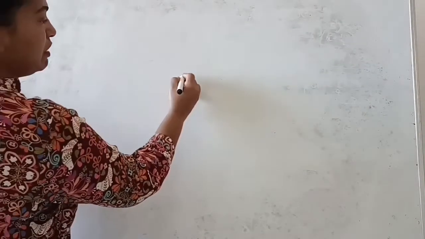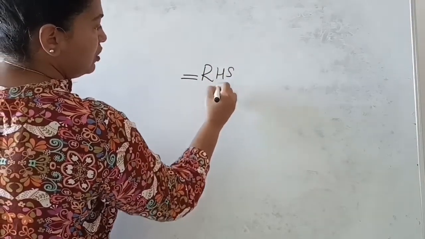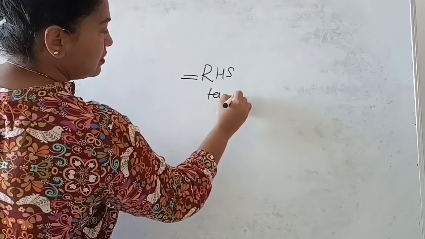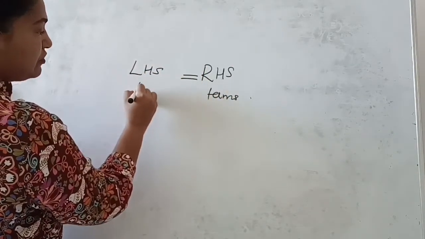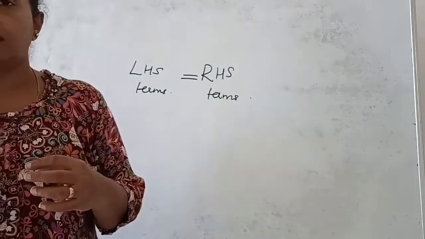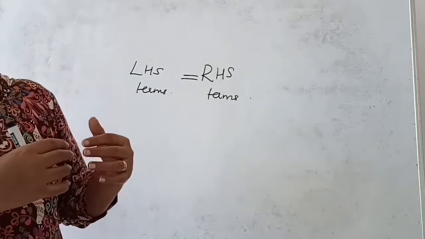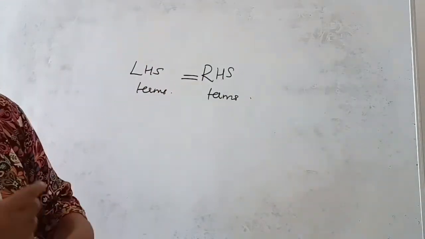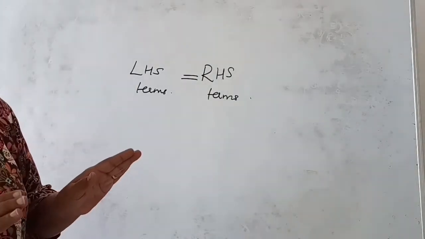Okay. Now there is an equal to sign, and on the right hand side you have got the RHS terms. On the left hand side you have got the LHS terms. Now you must be familiar with the usage of terms of an algebraic expression and a linear equation. So the right hand side terms can be any term, a constant or a variable term. Same with the LHS terms.